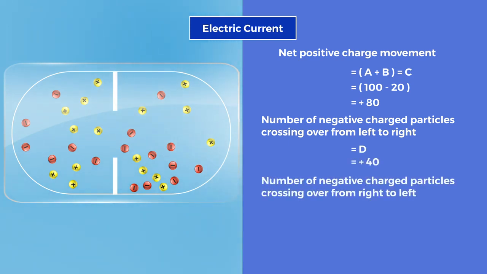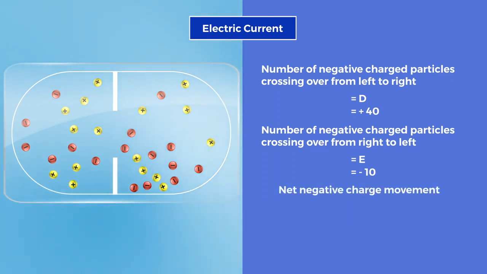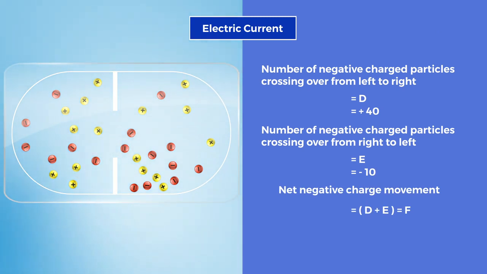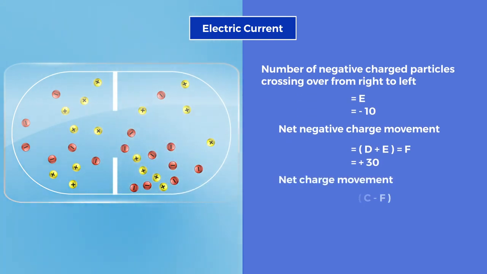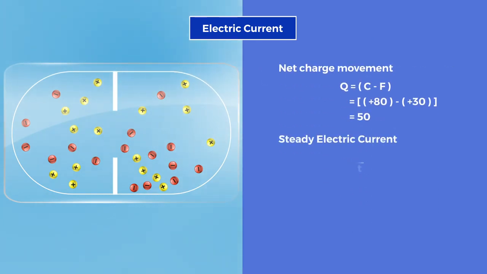The number of negative charged particles crossing over from right to left is E, equal to minus 10. The net negative charge movement is D plus E, equal to F, which is equal to plus 30. The net charge movement Q is equal to C minus F, which is equal to 50. A steady electric current I is denoted by Q by T. By substituting the values of Q and T, we get the value of I as 5 units.